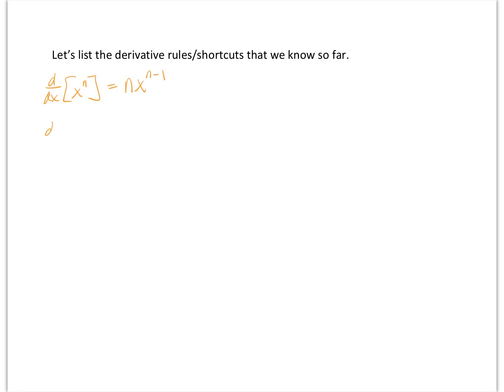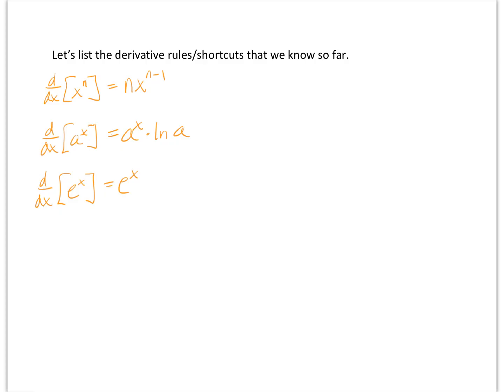We have the exponential derivative rule. So the derivative of a to the x is a to the x times the ln of a. And we have a special case of that one for e to the x, because the derivative of e to the x will follow the a to the x rule. So it would be e to the x times the ln of e, but the ln of e is just 1.